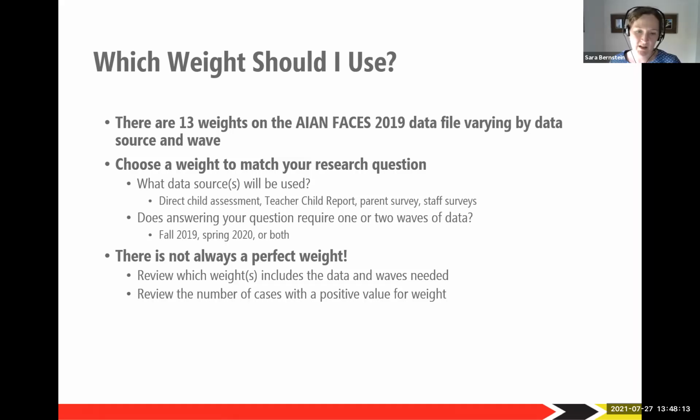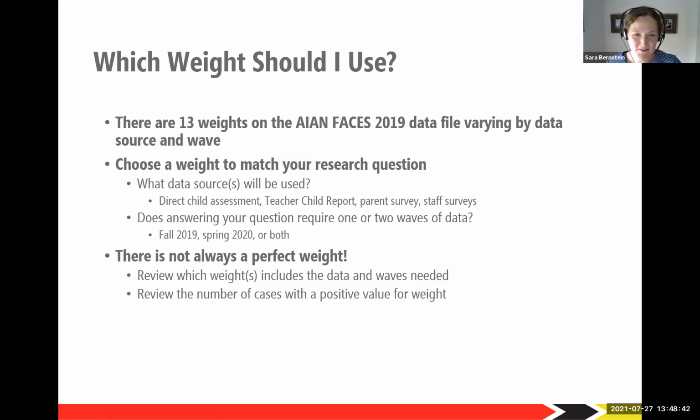You won't always find a single weight that perfectly fits your needs. So in some cases, you'll have to decide between 2 or more weights and base your decision on several factors, such as how much missing data are acceptable, how important it is to have full information, even if you have a reduced number of cases, for example. Compare the number of cases that have a positive weight, or value, I should say, for each of the weights you consider.